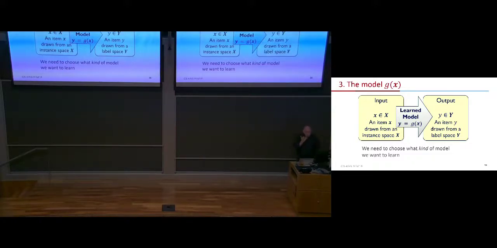So the problem that we have is there is some input. We call this the instance space, capital X. There are instances in it, or items x. And there are labels, Y. And we are seeking a model, g of x, that maps x to Y's. Basically, that's our goal, to find this function. And we want to find a function that matches some kind of a target function that maps x to Y's.